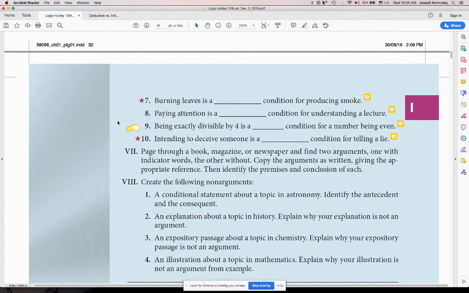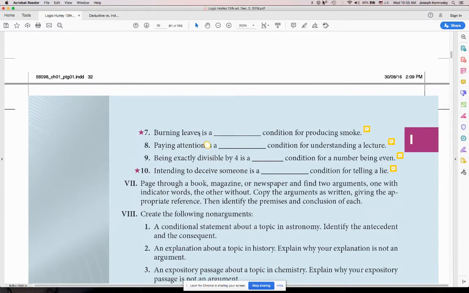What about 10? Intending to deceive someone is a blank condition for telling a lie. Is it sufficient or necessary? Does it count as an instance of, or is it needed? This one's necessary. Basically, in order to tell a lie, I have to deceive somebody. So deception is needed, okay?